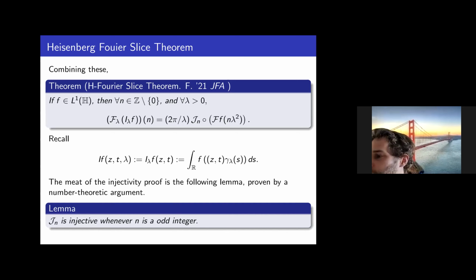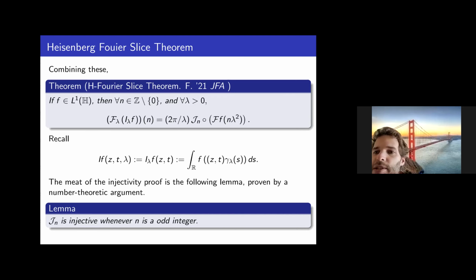It's a compact operator. It's essentially an off-diagonal countably infinite matrix. And just by looking at the singular values of this operator Jn, which really just consists of combinations of Laguerre polynomials, we can actually show that this Jn is an injective operator. None of the singular values are 0 whenever n is an odd integer. I'm leaving out the details of that part, but it's simply a number theoretic argument.